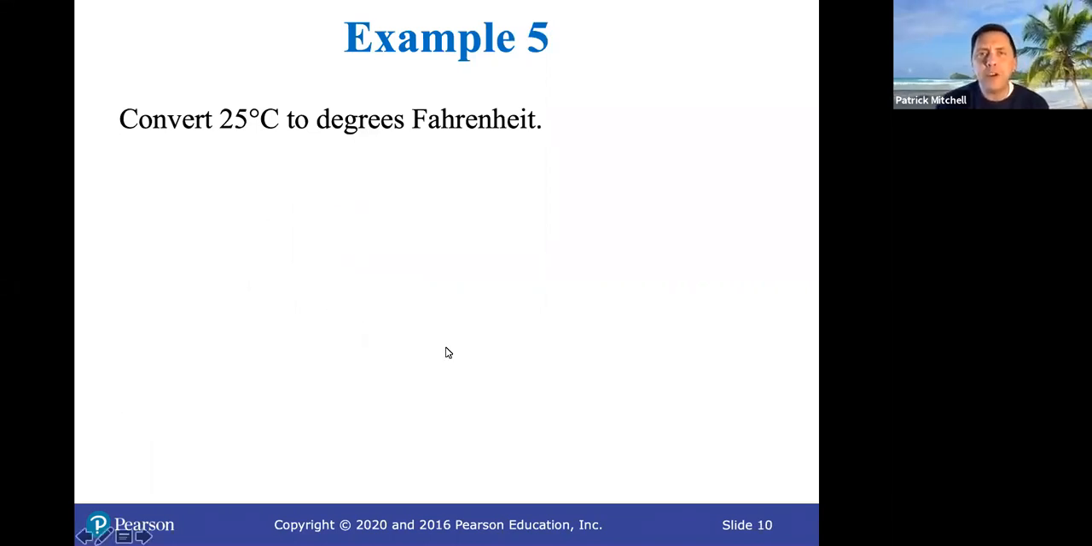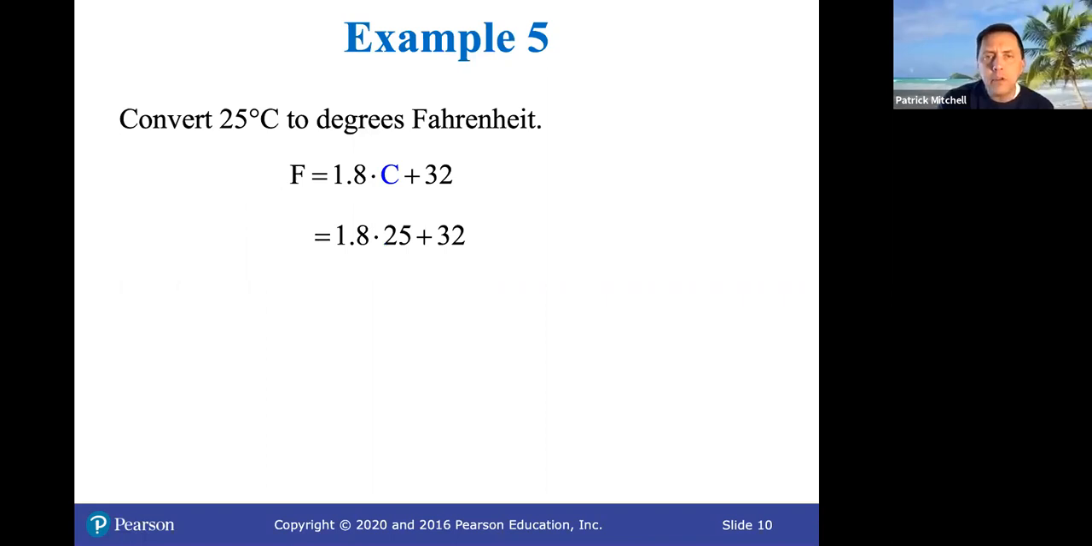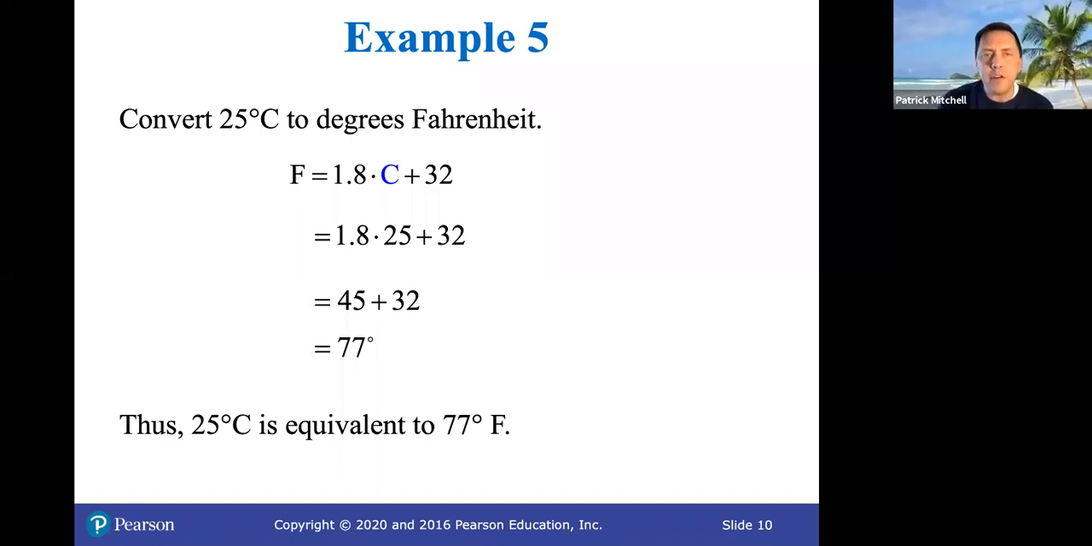Here's one that you could try if you'd like to pause the video, come back and compare notes. To convert 25 degrees Celsius to degrees Fahrenheit, you do exactly the same thing. This time they're using 1.8 for no particular reason. Put 25 in for C. 1.8 times 25 is 45. 45 plus 32 is 77. So 25 degrees Celsius is equivalent to 77 degrees Fahrenheit.